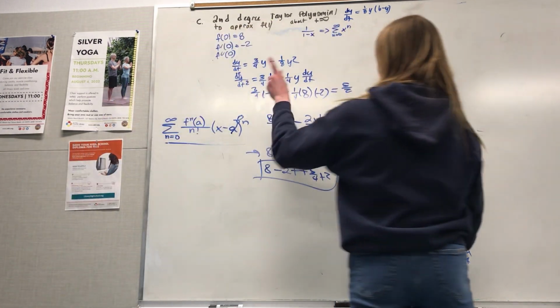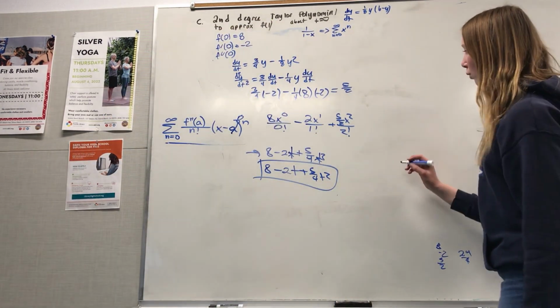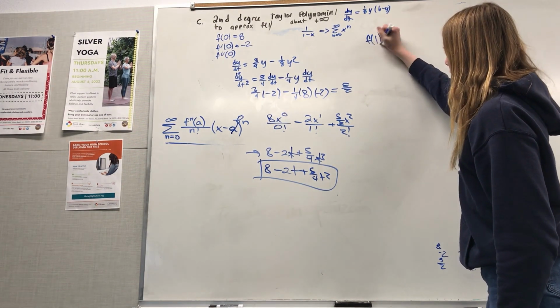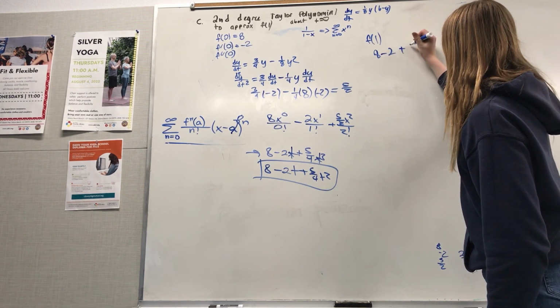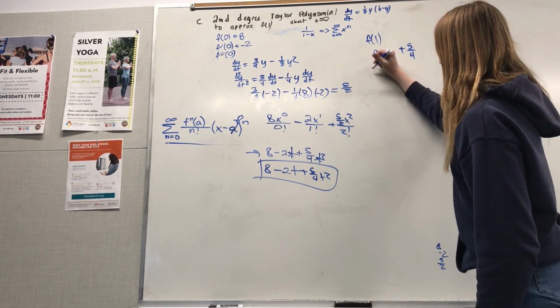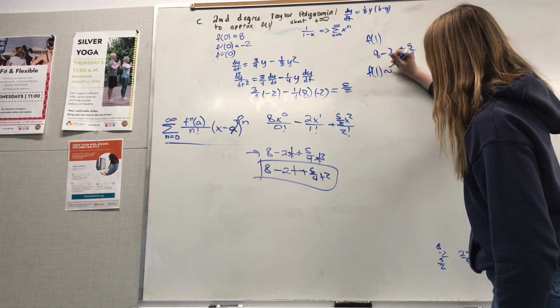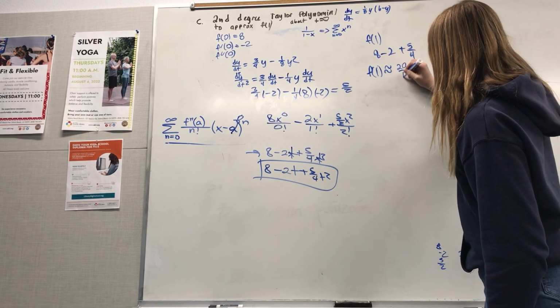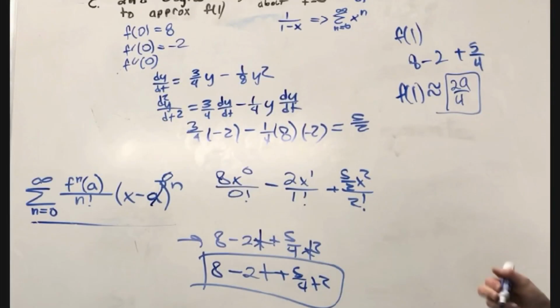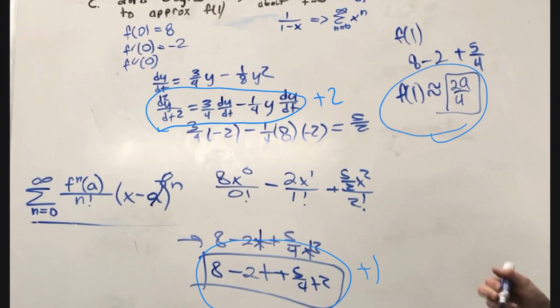Now, we can use this polynomial to help approximate f of 1. We're simply going to plug in 1 to this equation, so we have 8 minus 2 plus 5/4. Therefore, f of 1 is approximately, not equal to, 29/4. The College Board would award 2 points for the correct second derivative, 1 point for the correct Taylor polynomial of second degree, and 1 point for the correct approximation of f of 1.